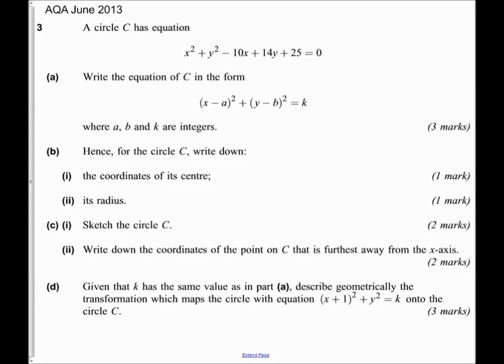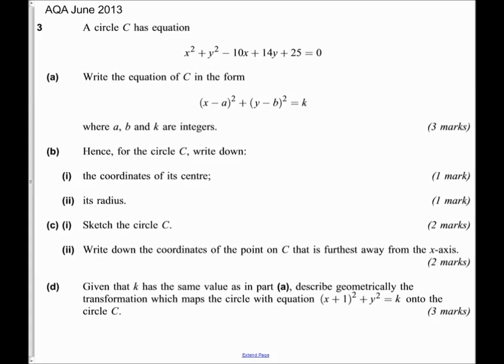A circle has equation x² + y² − 10x + 14y + 25 = 0. We're asked to write the equation of the circle in the form (x − a)² + (y − b)² = k. So we're being asked to put it into standard form, and the way we're going to do that is by completing the square on the x parts and completing the square on the y parts.